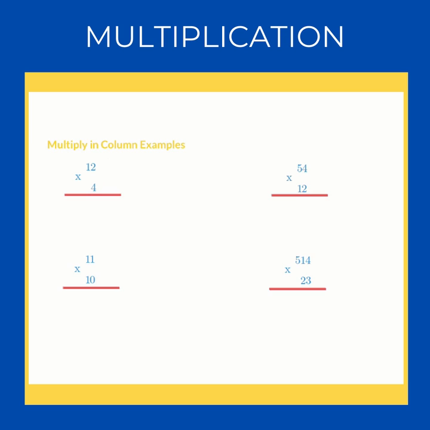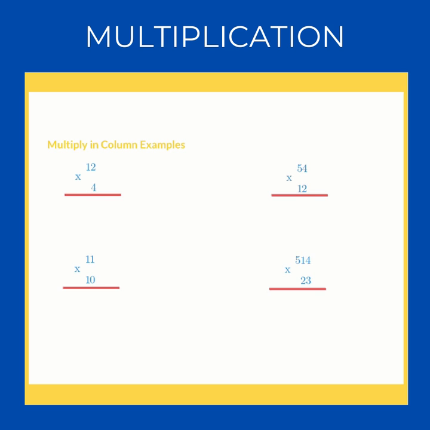So let's do an example about multiplication in column. So the first one is 12 times 4. So how do we multiply 12 times 4?